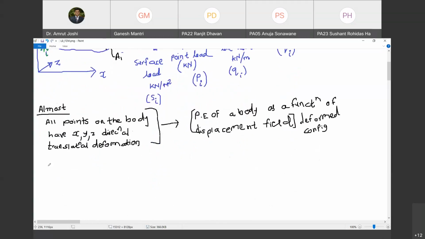Now tell me, what is the expression for potential energy? The symbol for potential energy is V. Do you agree with me? Yes, sir. And how do we write the potential energy? We write potential energy as a sum of strain energy minus loss of potential of external load. Do you agree with me? Yes, sir.